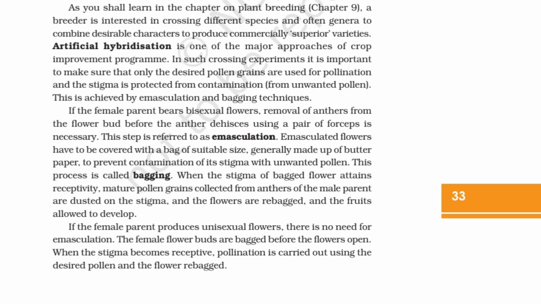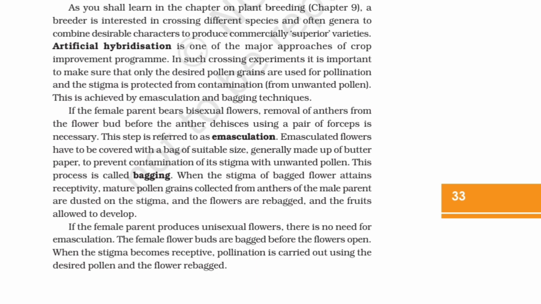As you shall learn in the chapter on plant breeding, a breeder is interested in crossing different species and often genera to combine desirable characters to produce commercially superior varieties. Artificial hybridization is one of the major approaches of crop improvement programs. In such crossing experiments, it is important to make sure that only the desired pollen grains are used for pollination and the stigma is protected from contamination from unwanted pollen. This is achieved by emasculation and bagging techniques.